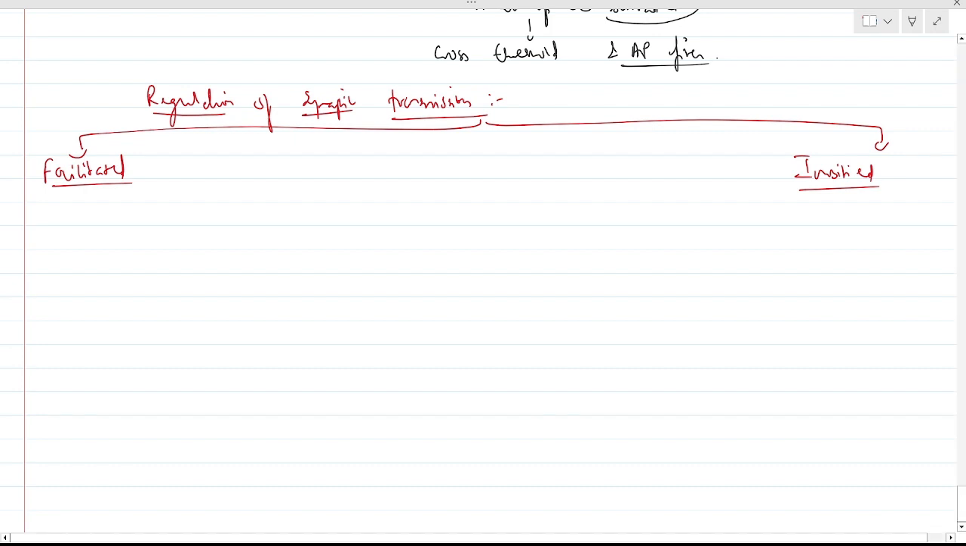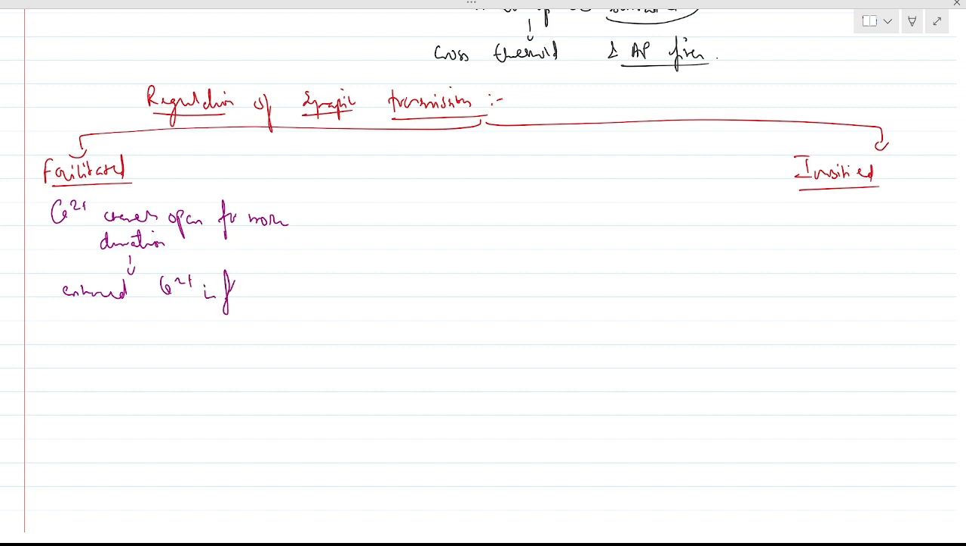So how is it facilitated? Which ions facilitate? Calcium channels open for more duration. There is enhanced calcium influx, which is facilitatory. Calcium channels remain open for a long time, leading to enhanced calcium influx. And inhibited, how it's inhibited we'll see.